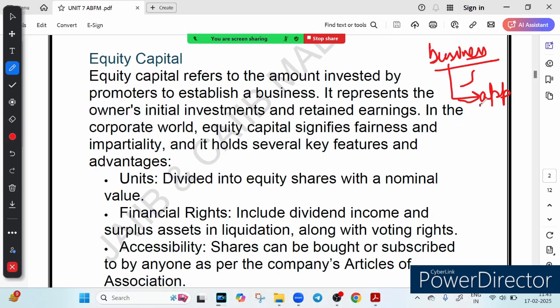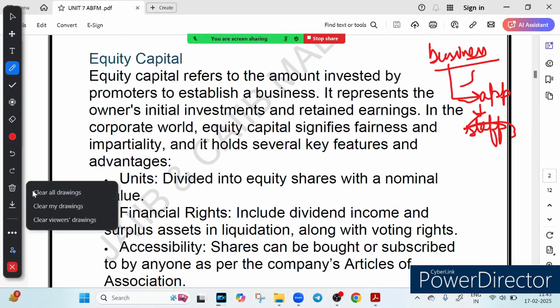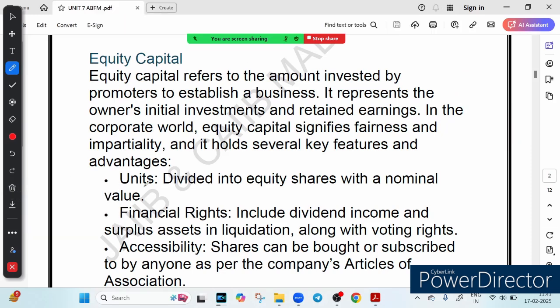Obviously you need staff to hire, you need to market your services, right? You need an app, so an app developer. So where does this money come from? For all this you require money. How to secure this money? This is where the founder or the promoter, you will see this term, the promoter, or we can call it the founder, puts in their own funds, and this is what is called equity capital.